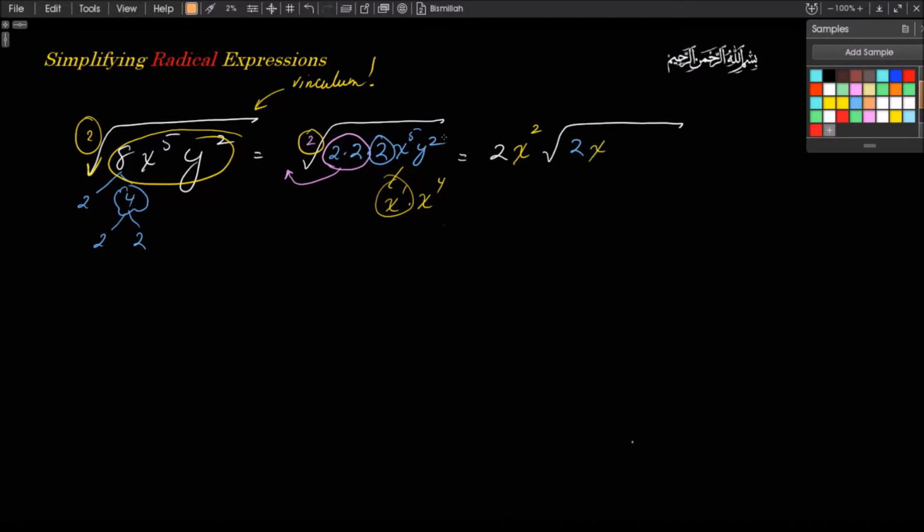Then you have this y squared. Well, you have 2 slices of y, so to speak. You can make 1 sandwich out of this. Y squared will come out as y. And there'll be no y's left inside, see? This will be 2x squared y times the square root of 2x. So this expression will simplify to this.